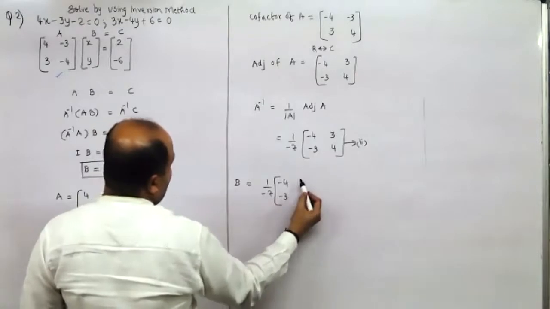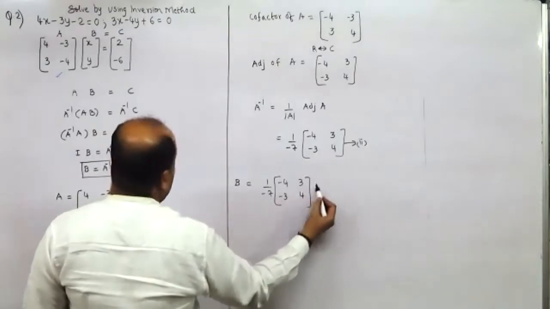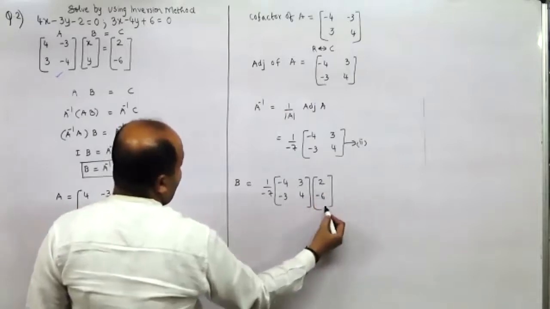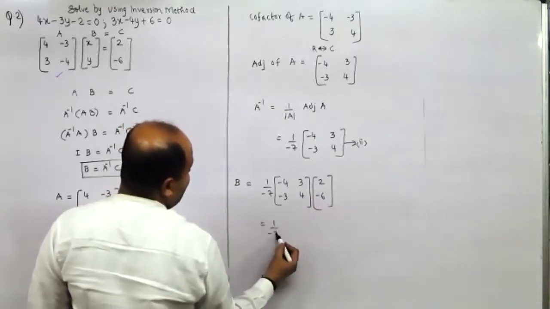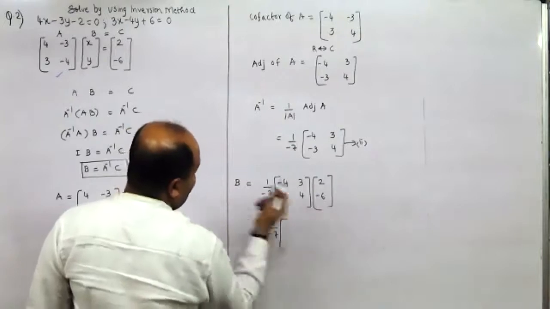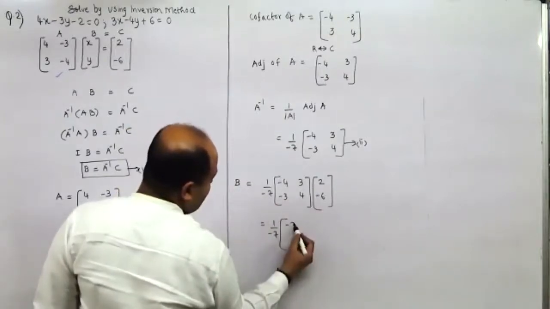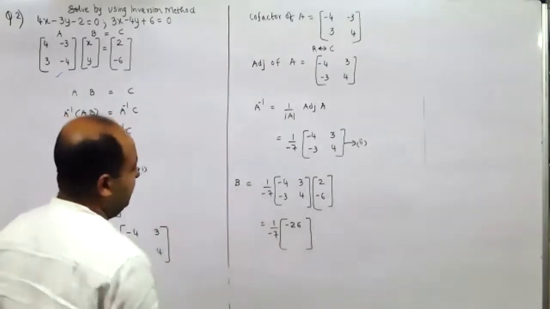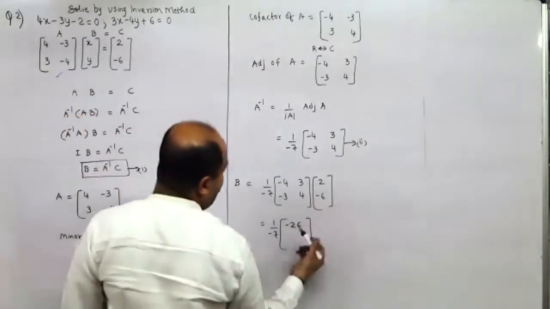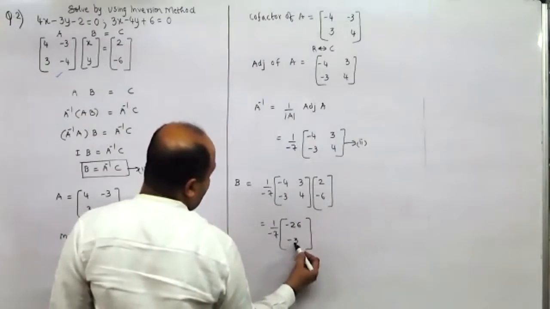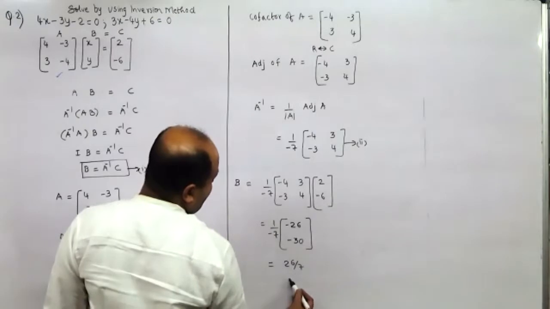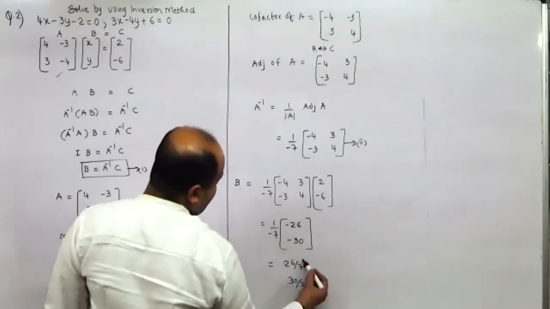This is minus 4, minus 3, 3, 4 into C. What is C? 2 and minus 6. This would be 1 upon minus 7. This is minus 8 minus 18. Minus 8 minus 18. This would be minus 6 minus 24. So this would be 26 by 7, and this would be 30 by 7.